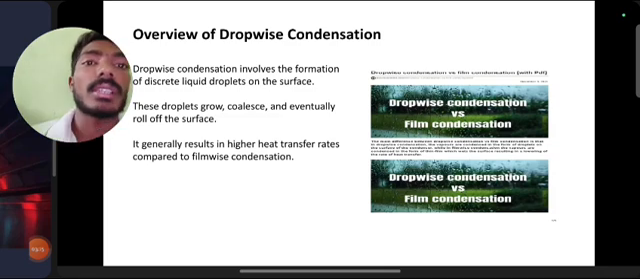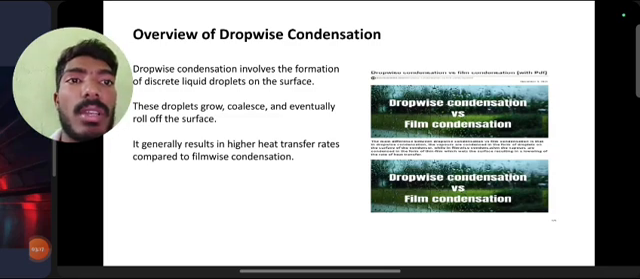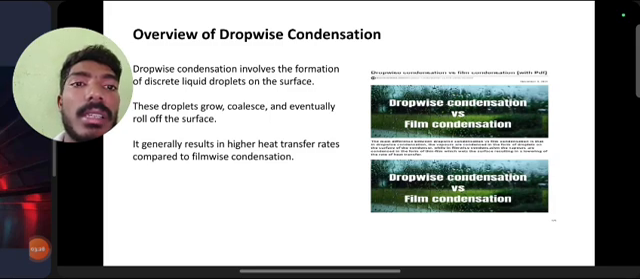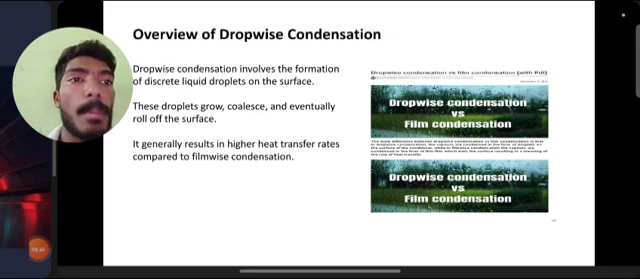Overview of dropwise condensation. Dropwise condensation involves the formation of discrete liquid droplets on the surface. These droplets grow and eventually roll off the surface. It generally results in higher heat transfer rates compared to film-wise condensation.